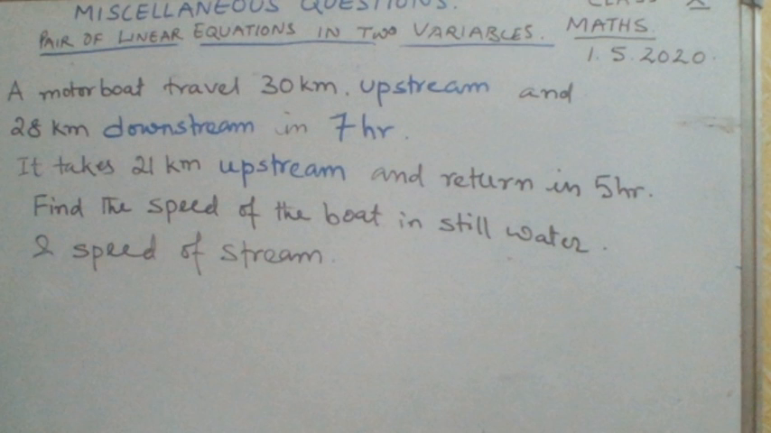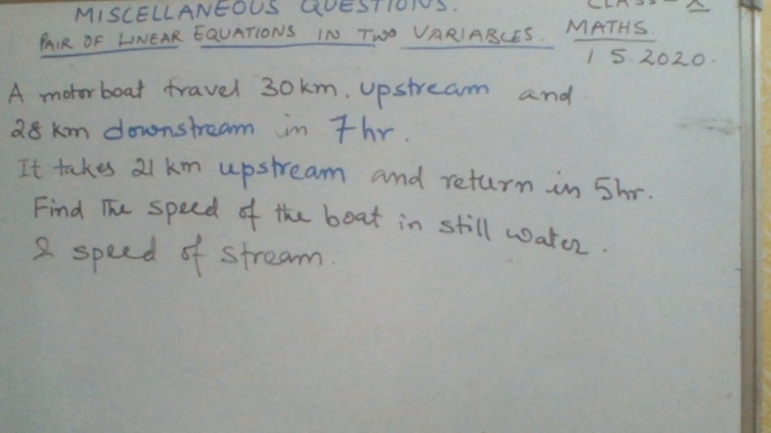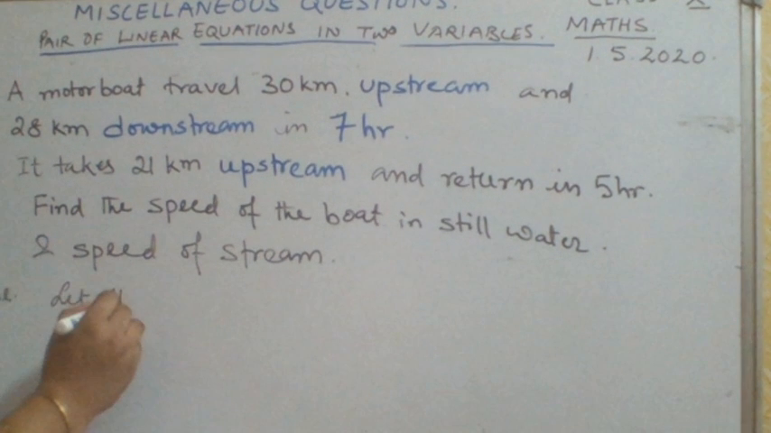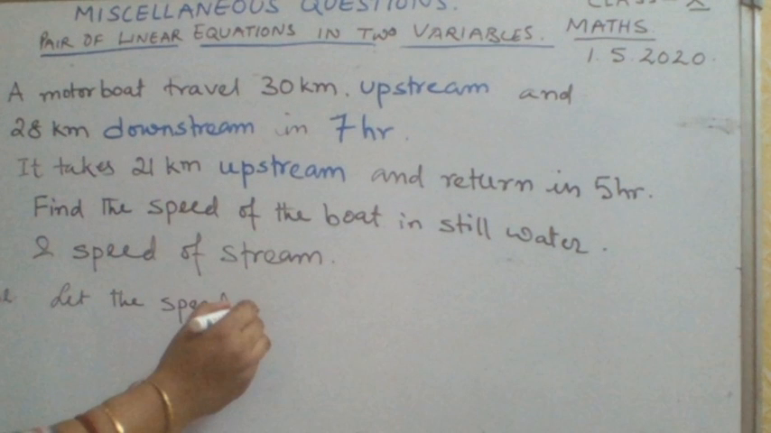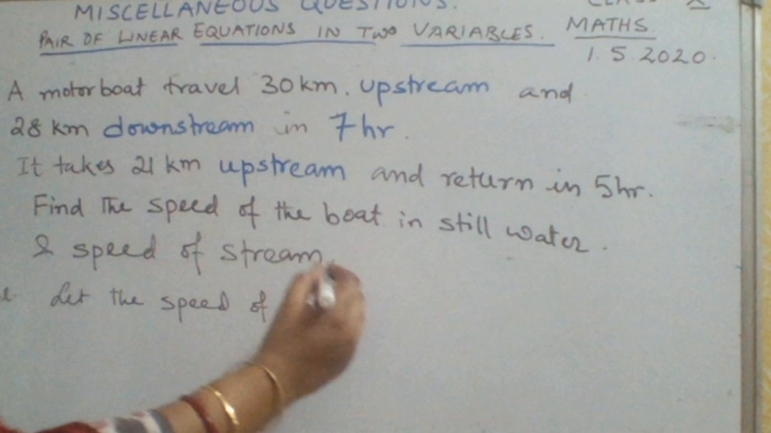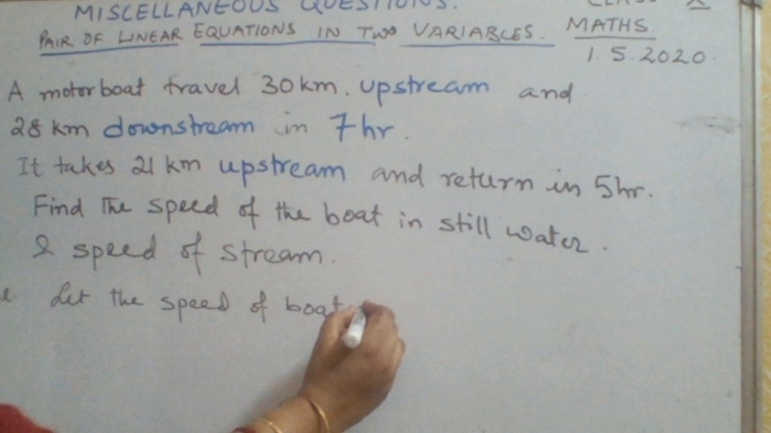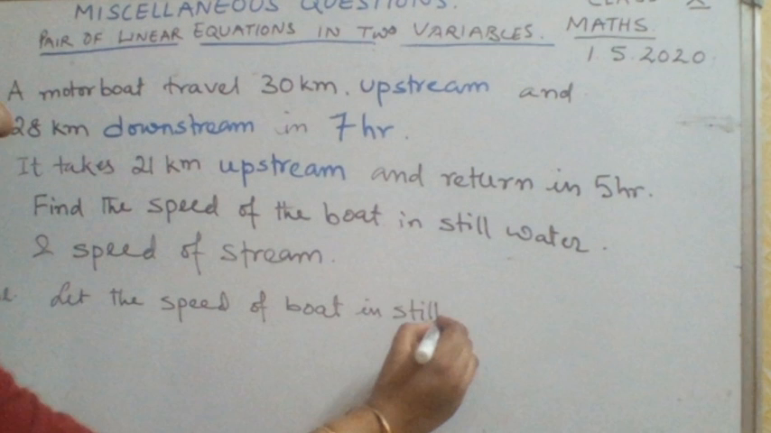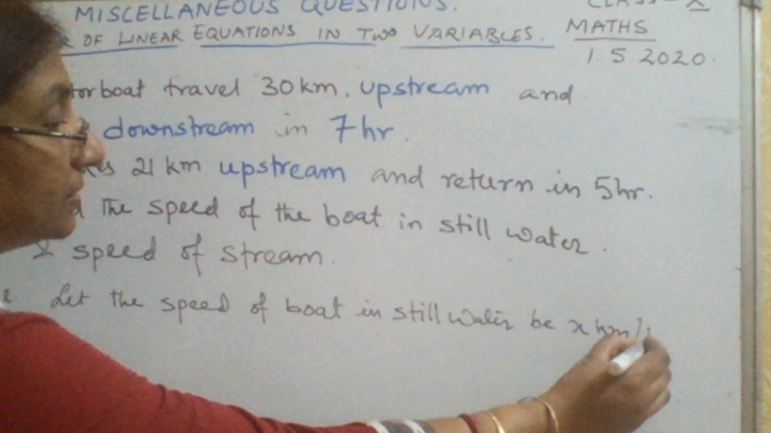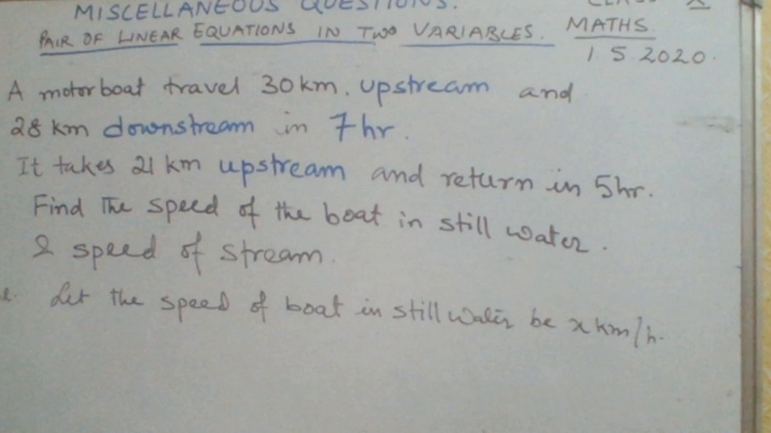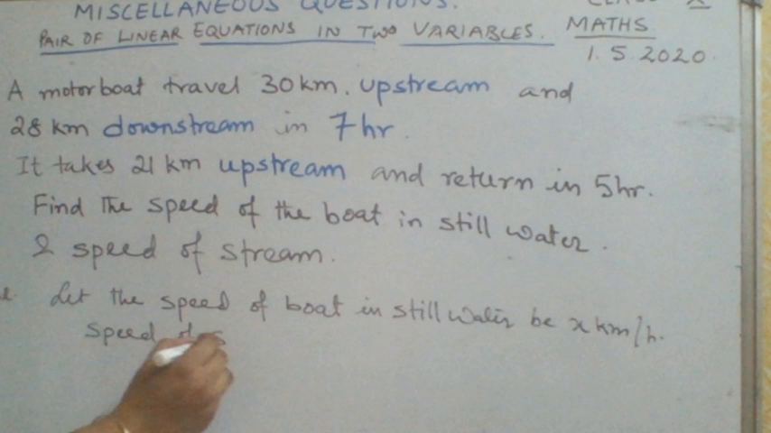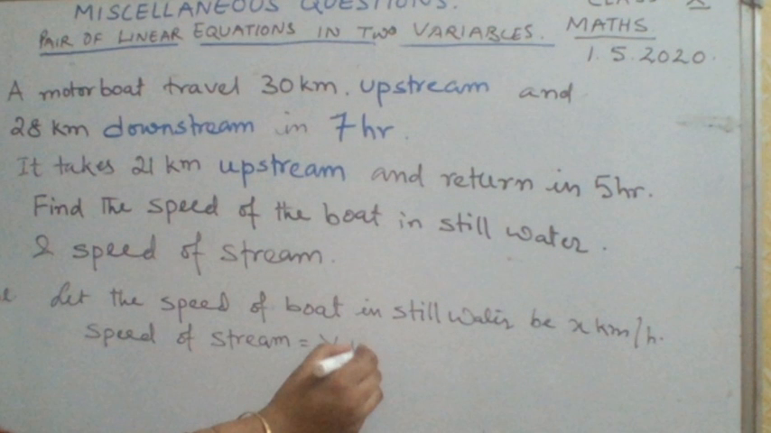So the solution. Let the speed of the boat in still water, when the water is not moving, be x kilometers per hour, and the speed of the stream be y kilometers per hour.